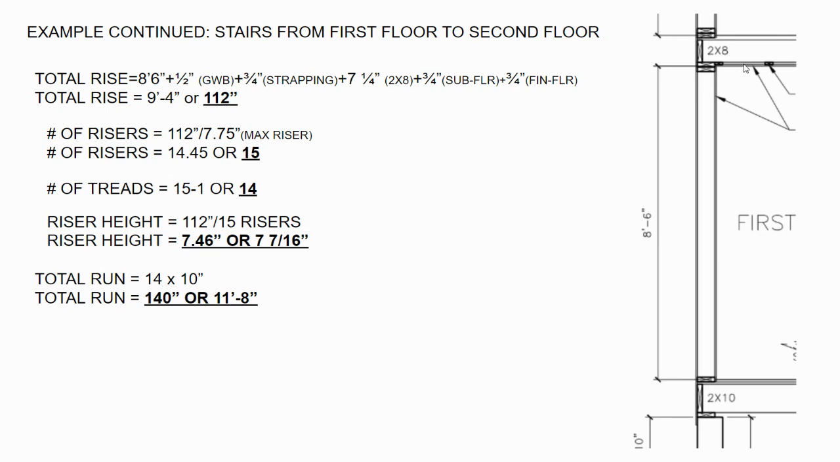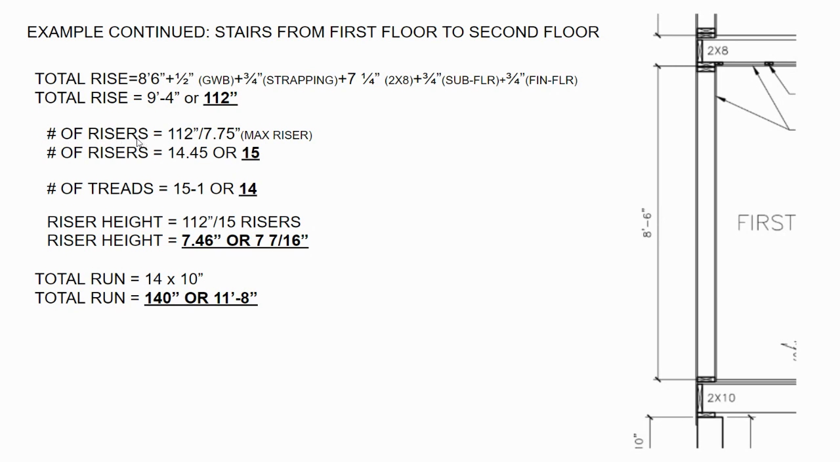1/2 inch thick gypsum wallboard plus 3/4 inch strapping, plus 7 1/4 inch 2x8, plus 3/4 inch subfloor and 3/4 inch finished floor. I realize there's no line here to show the difference between sub and finish. It just must have gotten erased accidentally. But anyway, if we add those up, we end up with 9 feet 4 inches or 112 inches total rise. This is an important number for us to use. That's the number we're going to use for all of our equations. It's much easier to work in inches.